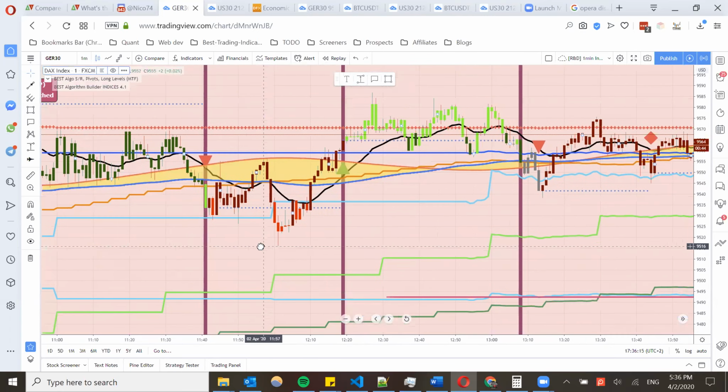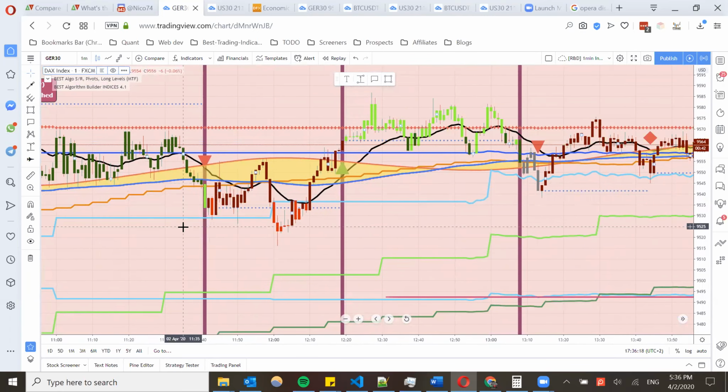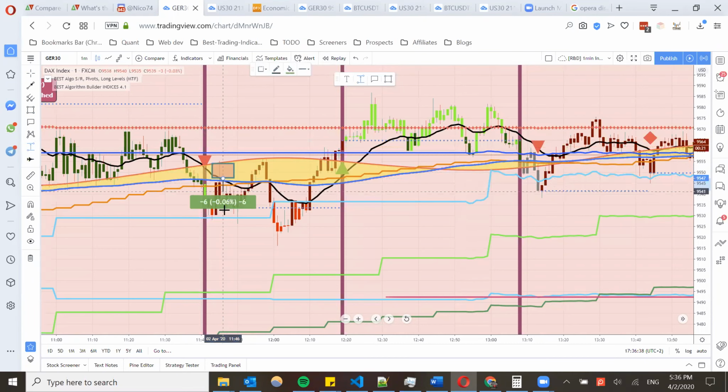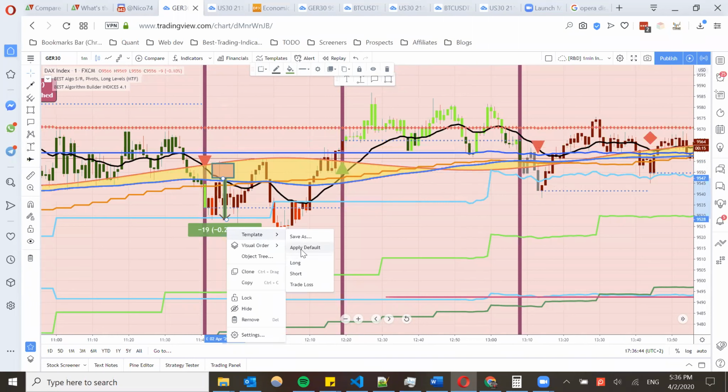Okay, then this one here, the entry is here, but because the EMA 20 is in the cloud, I will wait for a pullback. So here the entry is perfect. I will wait for this, and then I will set my stop loss plus break even and take profit here.